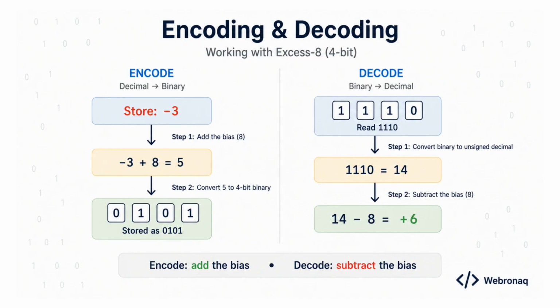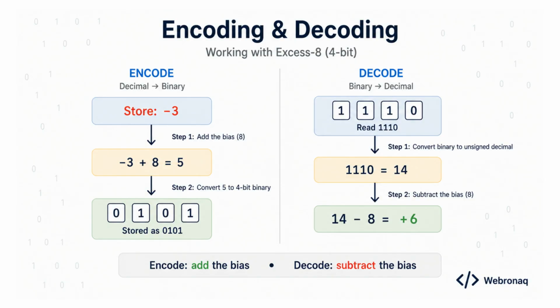Suppose we read the bits 1110 from memory, and we want to figure out what signed value that represents. Step 1, read it as a regular unsigned binary number. 1110 is 14 in decimal. Step 2, subtract the bias. 14 minus 8 gives us plus 6. That's the actual signed value.